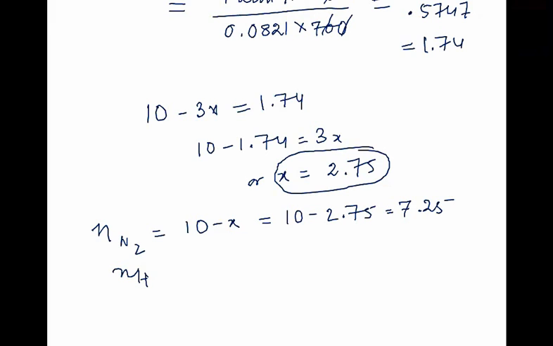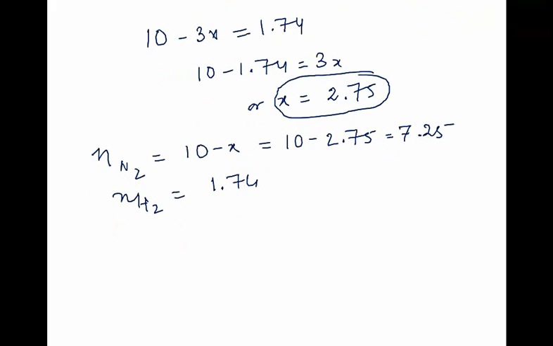Number of moles of hydrogen I have already calculated. This is equal to 1.74. And what is the number of moles of ammonia? The number of moles of ammonia is equal to 2 into x, which is equal to 2 multiplied by 2.75, which is equal to 5.5.